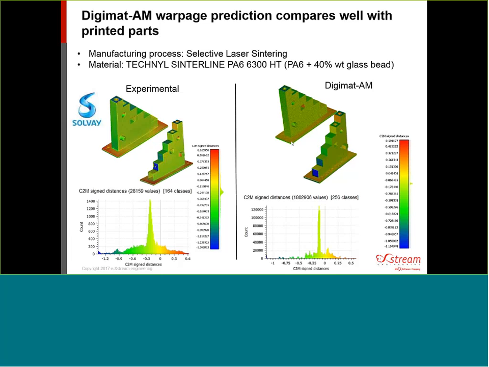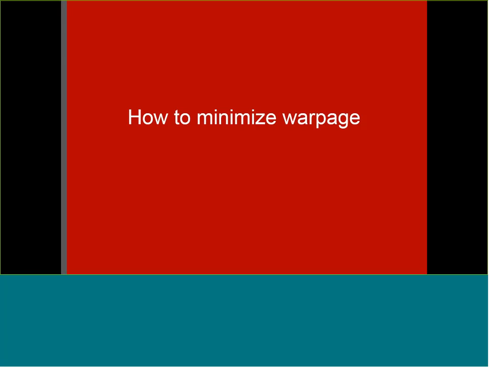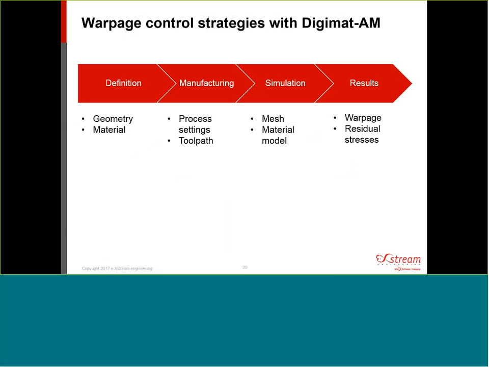And so the next question is obviously, how can we actually use this simulation to enable an optimization of the process and minimization of the warpage? So this is what we will see in this third part of the webinar. So how to minimize warpage with Digimat AM. So we can imagine actually several warpage control strategies. Inside Digimat AM, as we will see in the live demo, there are several steps where you can actually first define what you want to print.